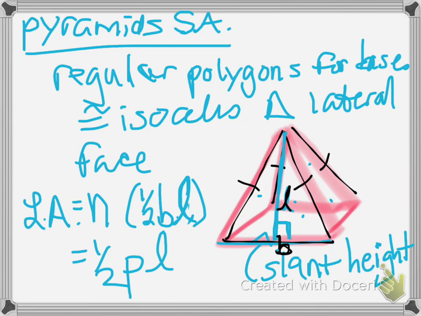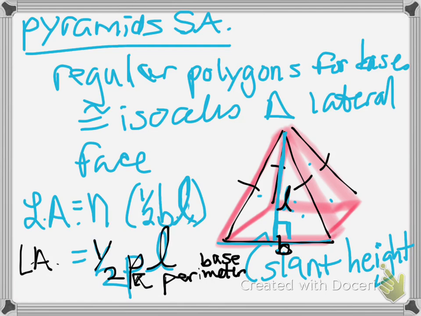Okay? So you have P, whoops, is the perimeter of the base. Okay? So we have lateral area equals, this is the easiest formula to use, 1/2 perimeter of the base times your slant height.